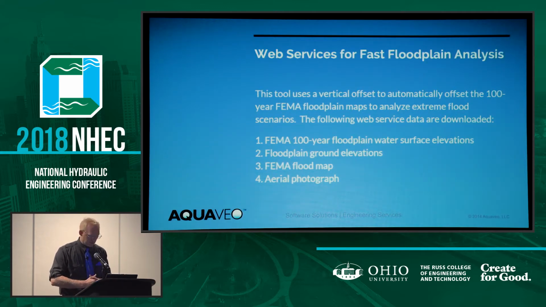One of our latest tools is here for the fast floodplain analysis. This tool uses a vertical offset to automatically offset the 100-year FEMA floodplain maps to analyze extreme flood scenarios. So this will download the data for the FEMA 100-year water surface elevations, floodplain ground elevations, and a FEMA flood map and an aerial photograph.